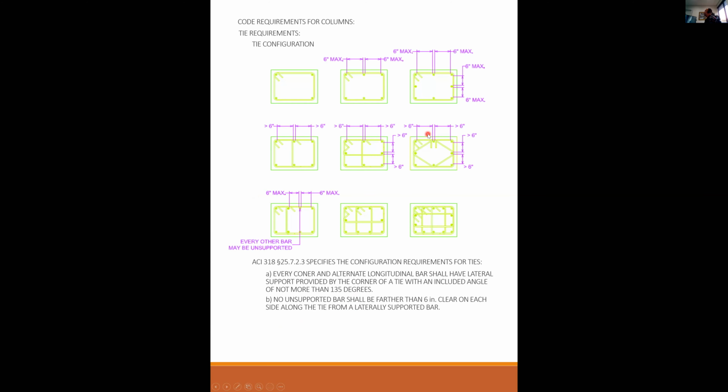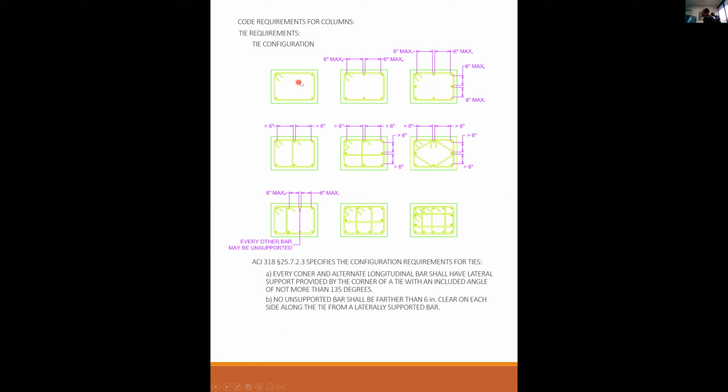ACI 25.7.2.3 specifies the configuration requirements for ties. Every corner and every alternate longitudinal bar shall have lateral support provided by the corner of a tie with an included angle not more than 135 degrees. No unsupported bar shall be farther than 6 inches clear on each side from a tie with a laterally supported bar. Okay, so what does all that gibberish mean?